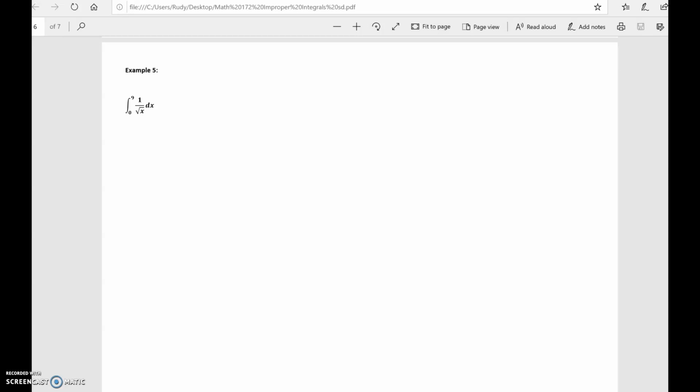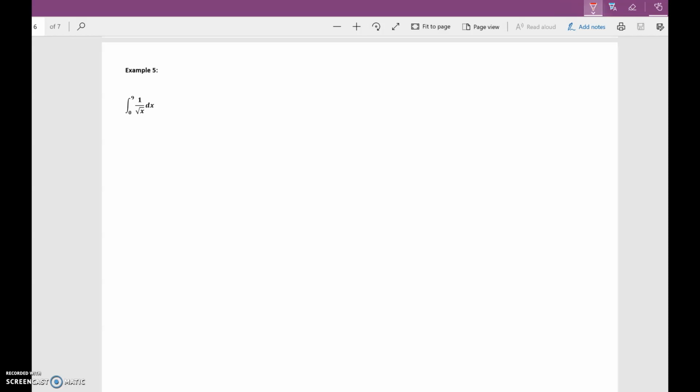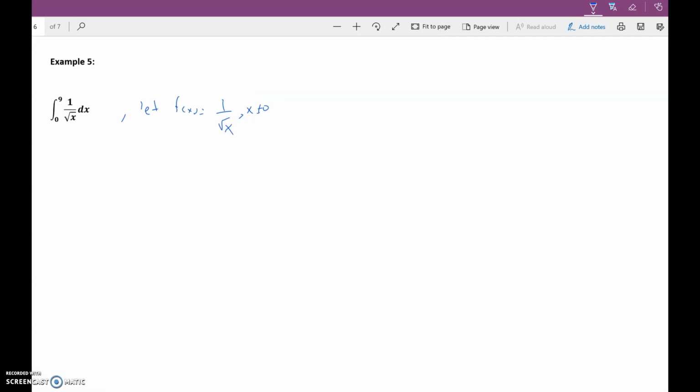Hi class, let's take a look at example 5. In example 5, it's going to have, in terms of a graph, a similar behavior to 1 over x. So I'm just going to say let f of x equal 1 over the square root of x. Keep in mind that this one, you cannot have 0 or a negative value. So let me just rewrite it as x cannot equal 0 so that we don't accidentally plug in that point.